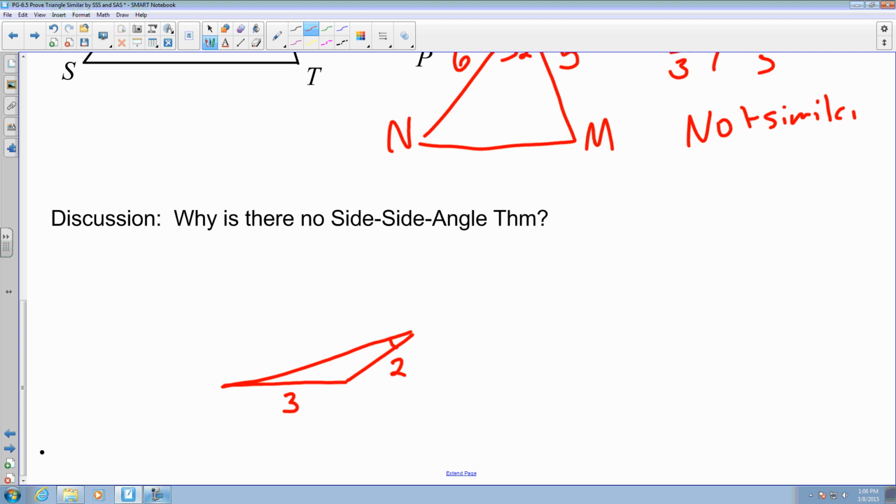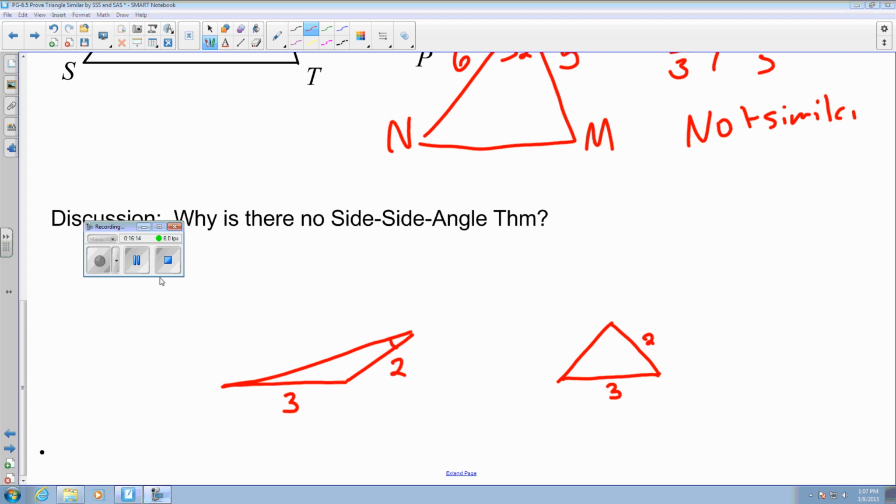But we know that you could put a side here, which would be 3, and a side here, which would be 2, and even though the sides are the same, you couldn't get the same angle. So this is proof by counterexample: being able to show something doesn't work is the proof. So we can't use side, side, angle. And this is being able to prove triangles are similar by side, side, side and side, angle, side. Hope this helps. Until next time.